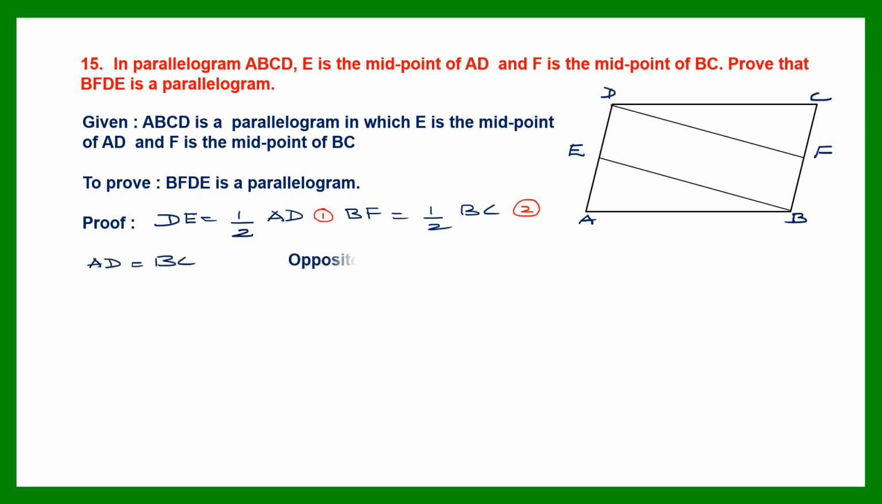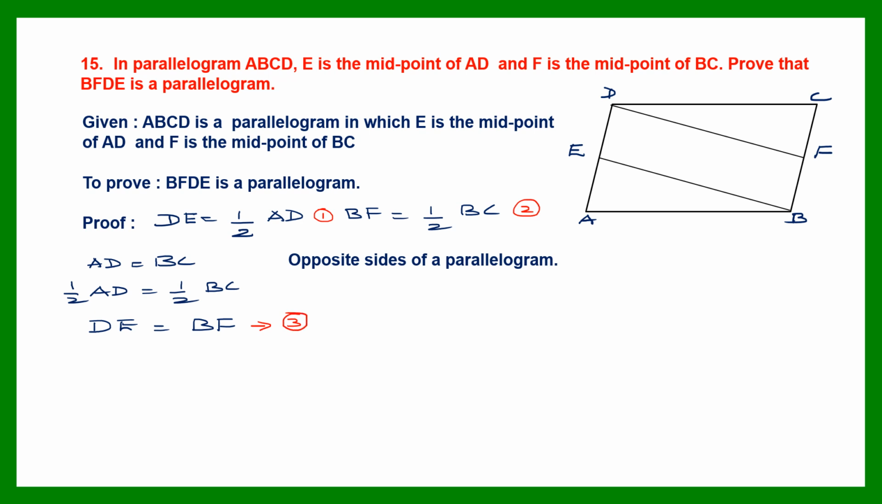Now how do we know that? We know that because opposite sides of a parallelogram are equal. So AD is equal to BC. That also means that if we take half of AD, that will be equal to half of BC. What is half of AD? DE. What is half of BC? BF. So we can write that DE is equal to BF. So this is the third equation. Now we need all these, so let's keep all these carefully because we'll be using them later.